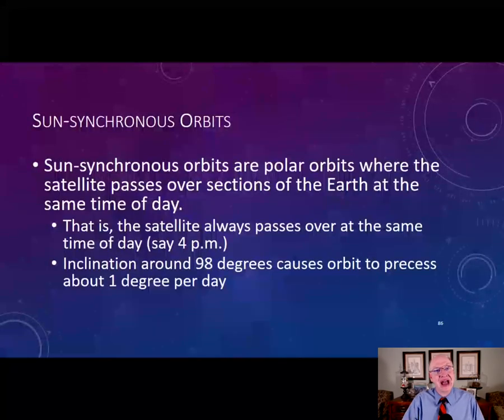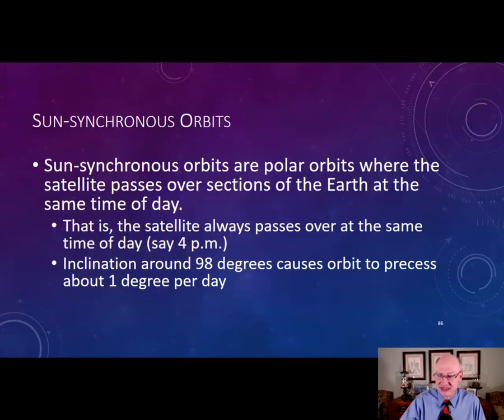There's a particular kind of polar orbit that's called a sun-synchronous orbit. And a sun-synchronous orbit are polar orbits where the satellite passes over parts of the Earth at the same time of day. That is, the satellite always passes over the same areas at, say, 4 o'clock in the afternoon. And it turns out an inclination of about 98 degrees creates one of these sun-synchronous orbits.